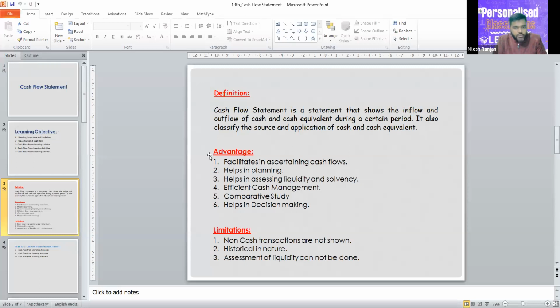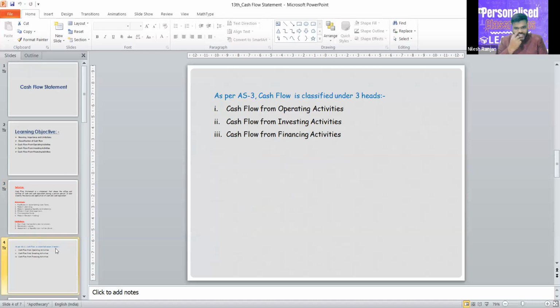Now tell me if you have any questions on the advantages, limitations, and definition part. I think you have completed the cash flow statement in school also. Yes, sir, we have. So you already discussed cash flows from operating activities, investing activities, and financing activities. We did, but they only taught it the month before the exam because they had to finish their portion, so they didn't do it in much detail.